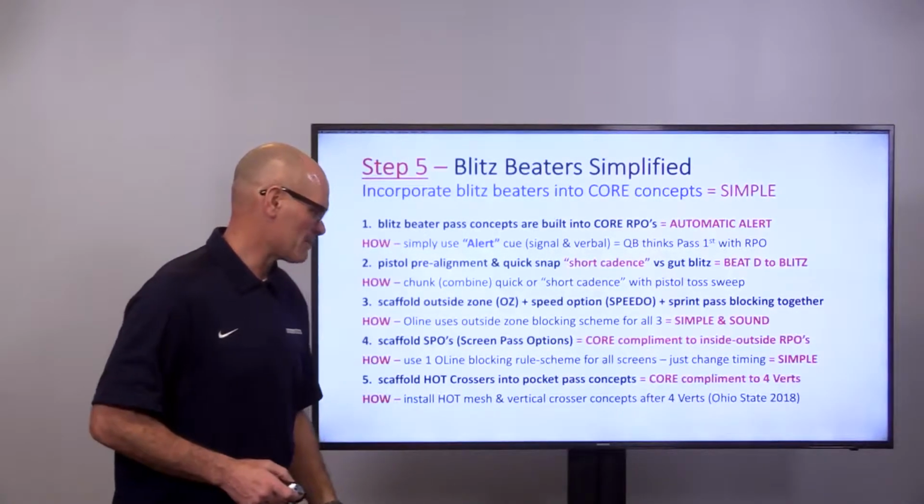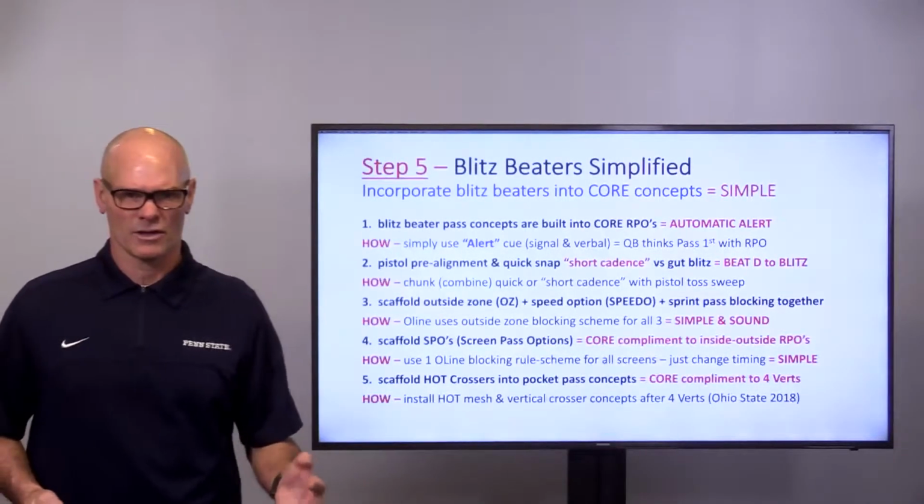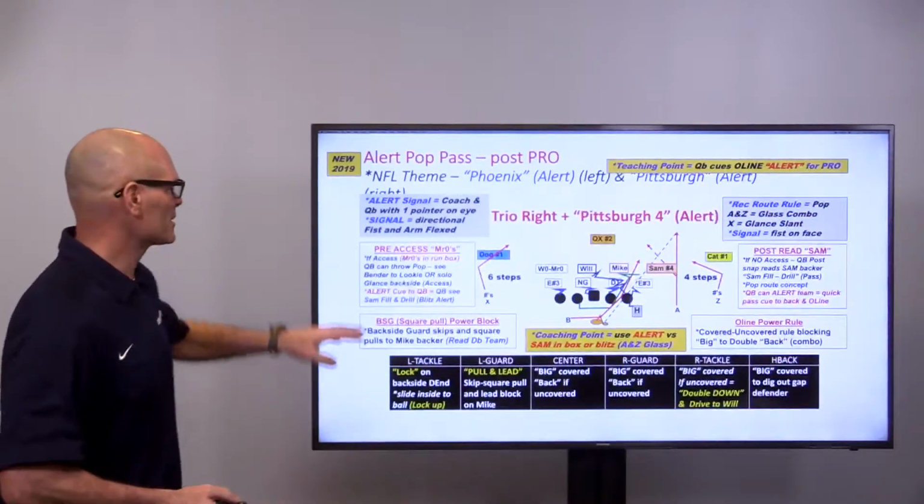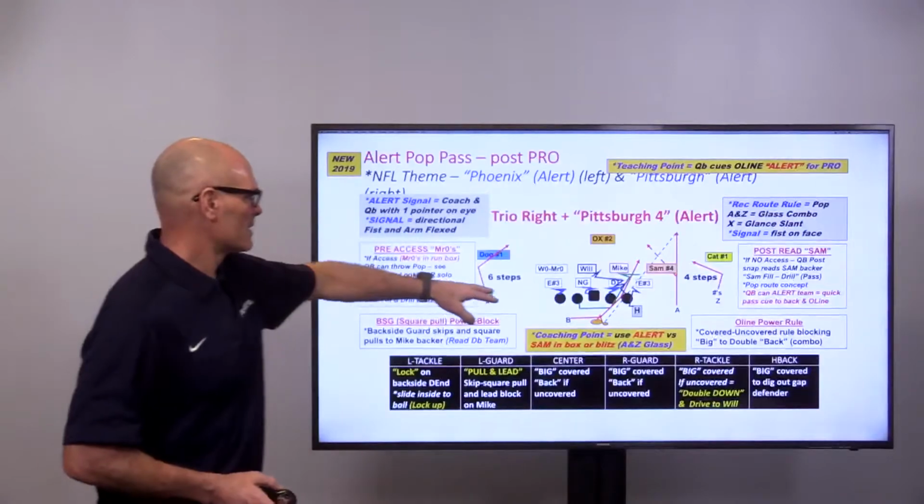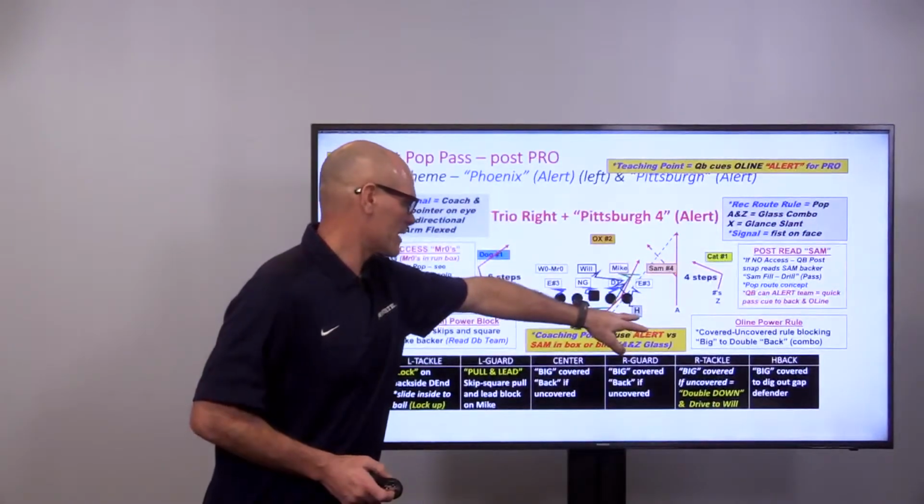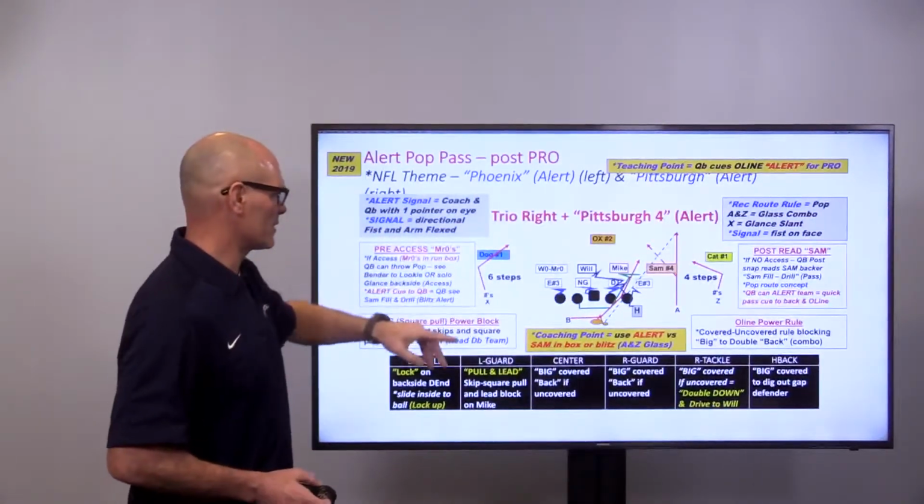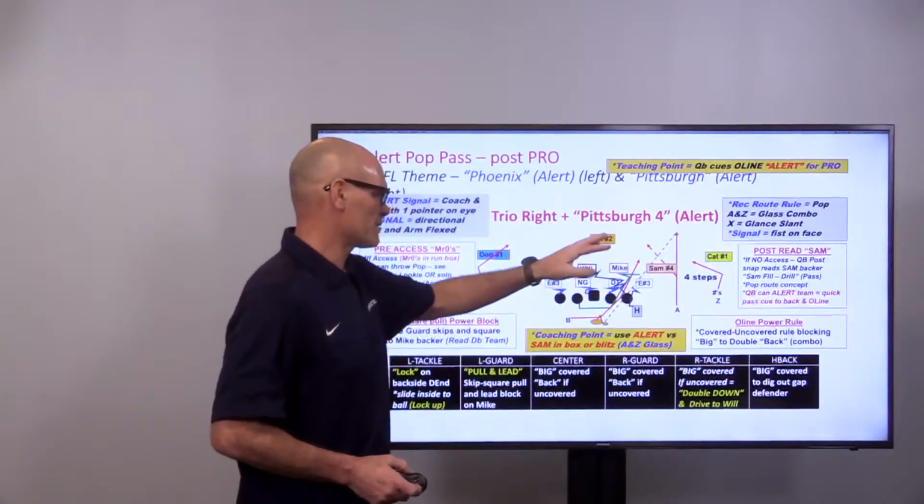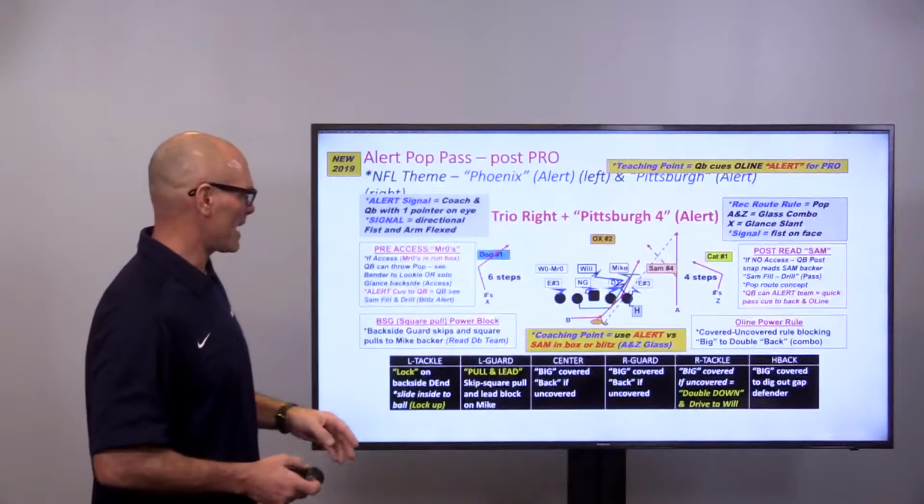I'll show you an example of what Ohio State does then too. Great blitz beaters in your core concept. So here would be some examples. Here's the power play that we showed before. We simply give the alert call to the quarterback, and now he's still reading the Sam, but he steps in and we go ahead and think pass first.